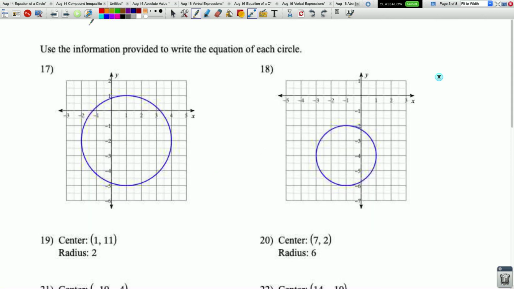Let's look at the circles for 17 and 18. First thing we need to be able to write these equations is the standard form of the equation of a circle. That equation is x minus h squared plus y, so in parentheses, y minus k squared equals r squared.